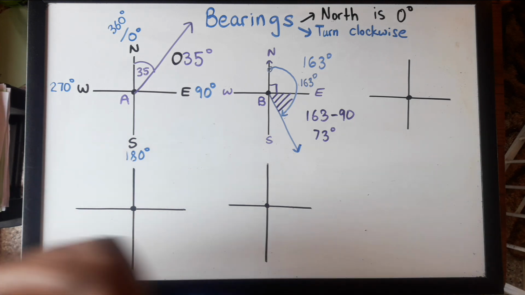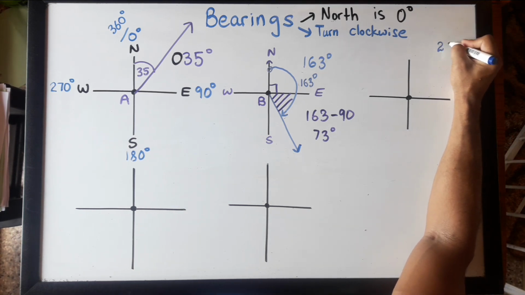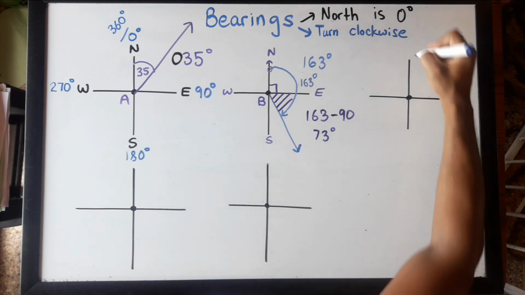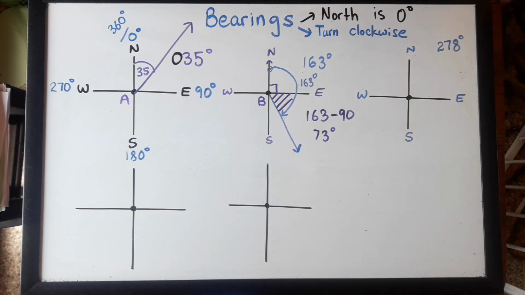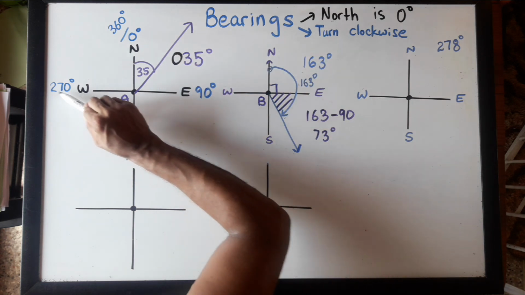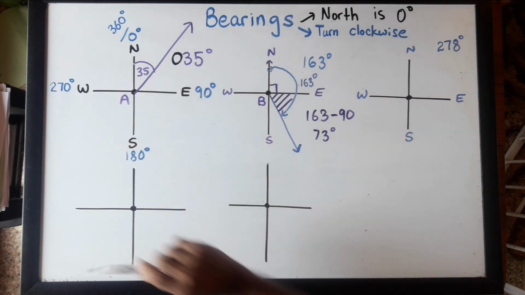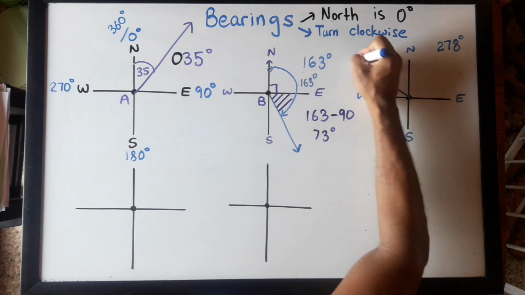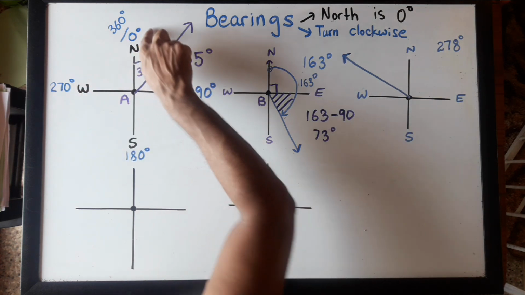Let's try another example, guys. All right, let's say we ask someone to walk on a bearing of 278 degrees. We know here is north, we know here is east, south, and west. Where would 278 be? Well, north to east is 90, south is 180, west is 270, but we're going to 278. So it will be a little more above the west. So the person would have to walk in that direction, because 278 is in between 270 and 360.